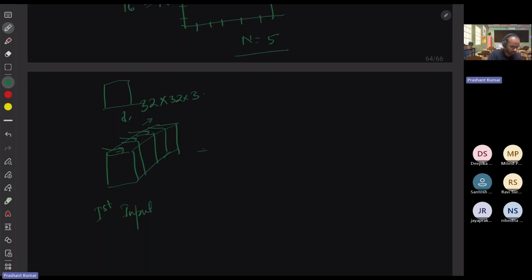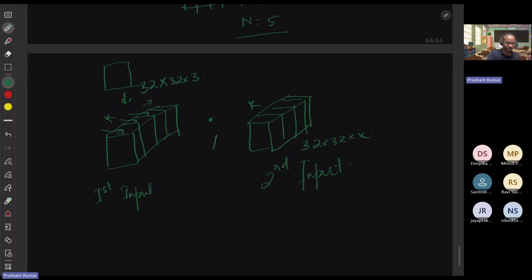Similarly, for the second input, I will get, I'll just draw faster, the second input, right? And then these are the k. Let's call it k, and it also has dimension 32 cross 32 cross k. So similarly, if I have n inputs, then this is the nth input, right?